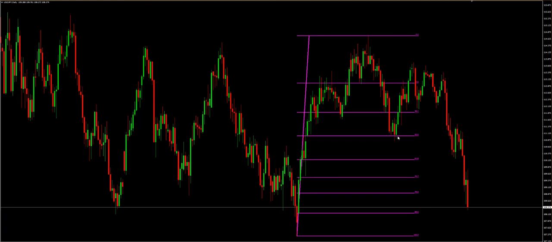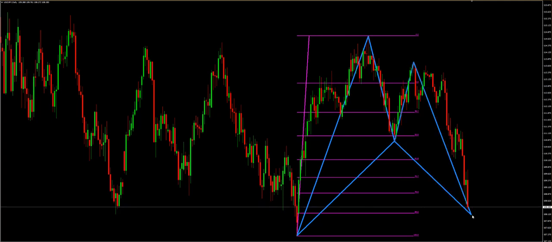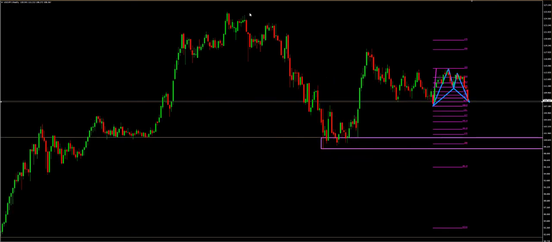50% retrace. Right off the bat, I'm looking at a potential bat pattern completion. All right, so the swing low to the swing high, X to A to B. Come over here, B to C, C to D, down here. All right, we're going to put a line right on that 886. All right, first thing I'm going to want to do is go out to the weekly. What do I see on this weekly chart?